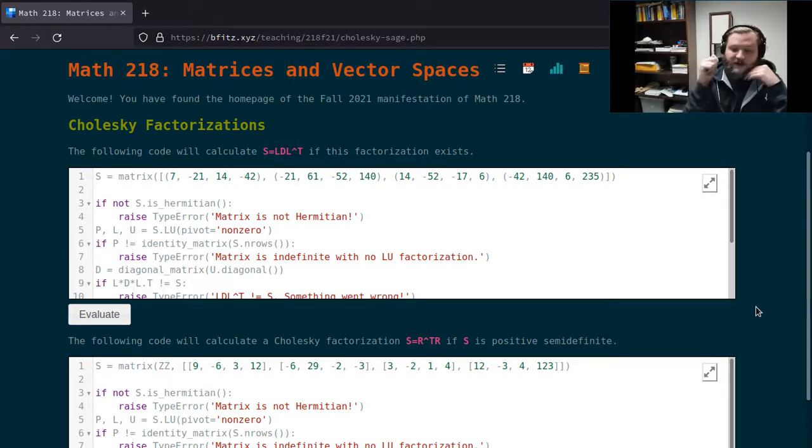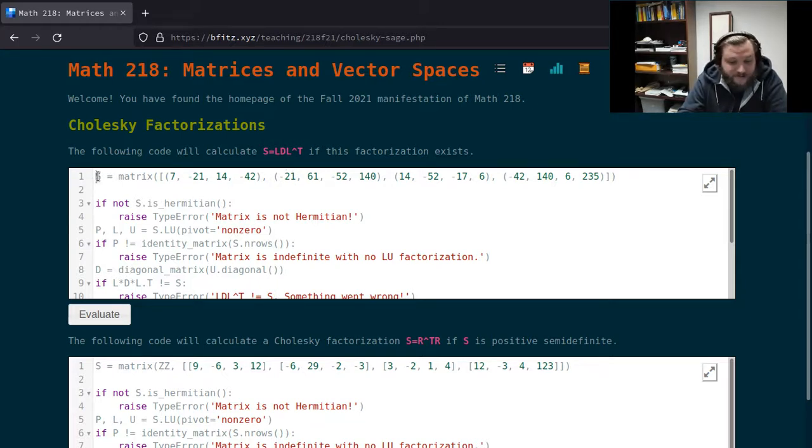And then if you can factor S as LU, so if you don't need a row swap, then you can factor S as LDL transpose, where L came from LU, and D was the diagonal matrix whose diagonal entries were the pivots in U. So in this first calculator here, I've written some code that should produce an LDL transpose factorization if that factorization exists.